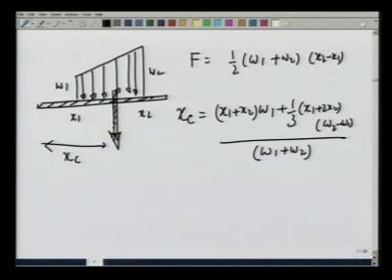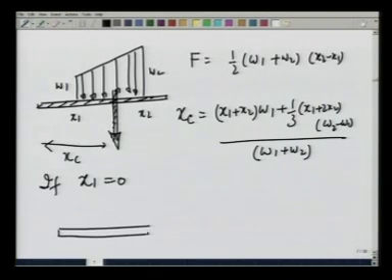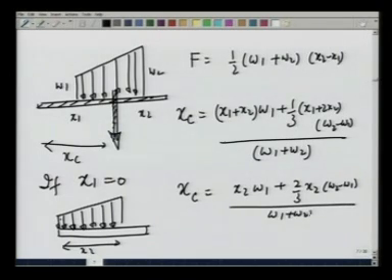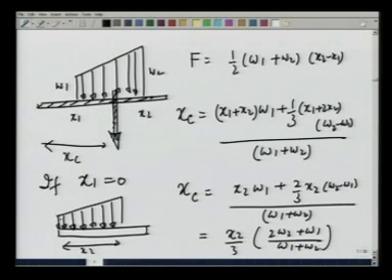If I take x1 to be 0, that is, the load starts right here and goes up to x2, then the centroid comes out to be [x2 W1 plus 2/3 x2 (W2 minus W1)] divided by (W1 plus W2), which is nothing but (x2 over 3) (2 W2 plus W1) divided by (W1 plus W2). So, that is the example for trapezoidal loading.